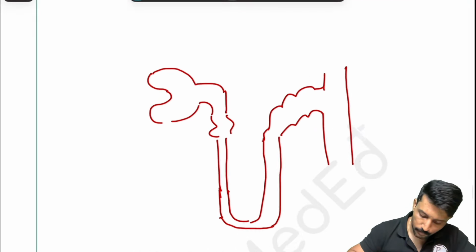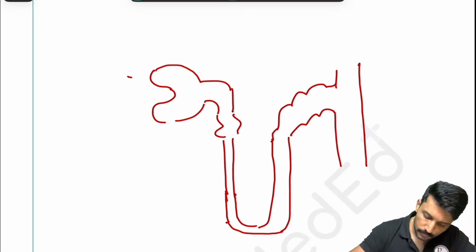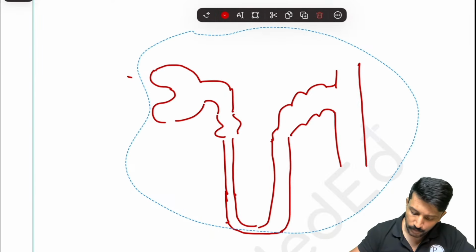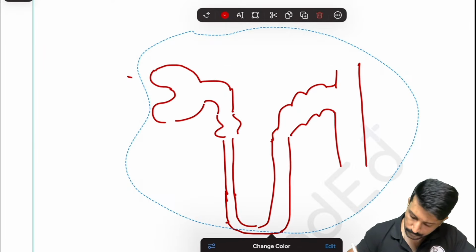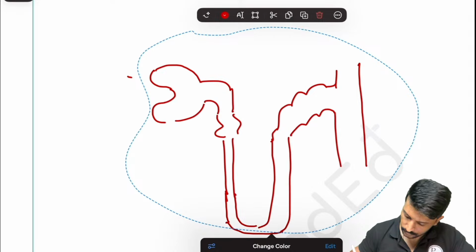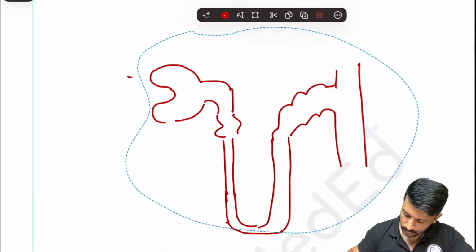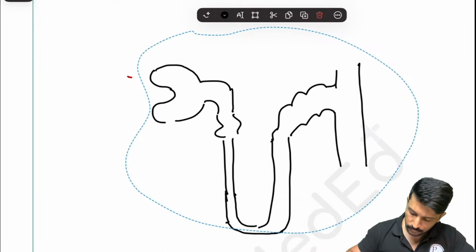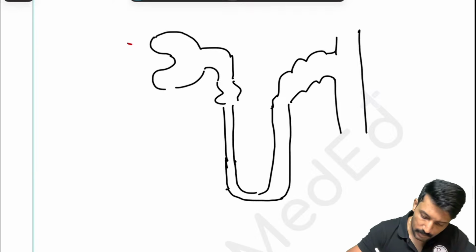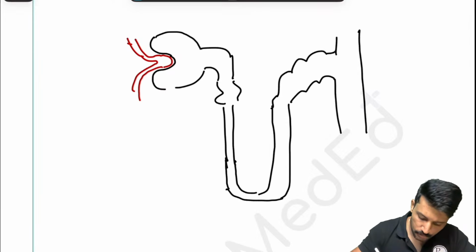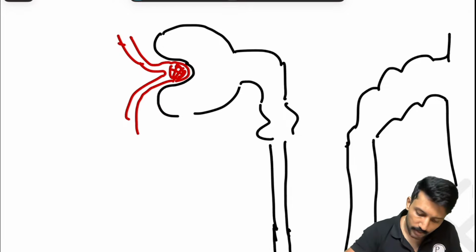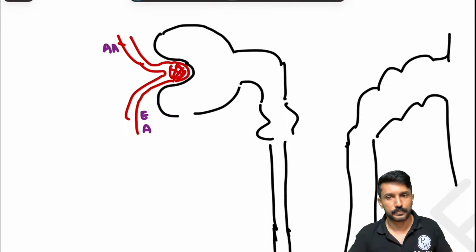And we also know that blood comes into this nephron, okay, so blood comes into these nephrons through an afferent arteriole and leaves through an efferent arteriole, and we will have these capillaries, what we call as glomerulus. So this is going to be an afferent arteriole. Let us say this is an efferent arteriole.